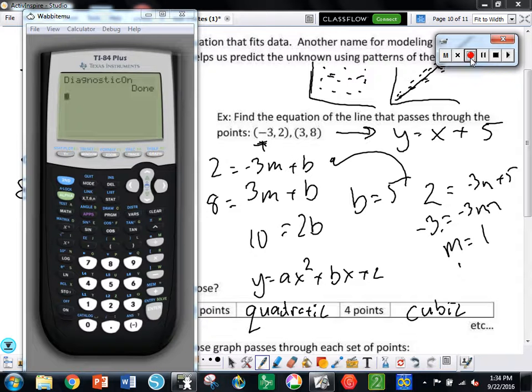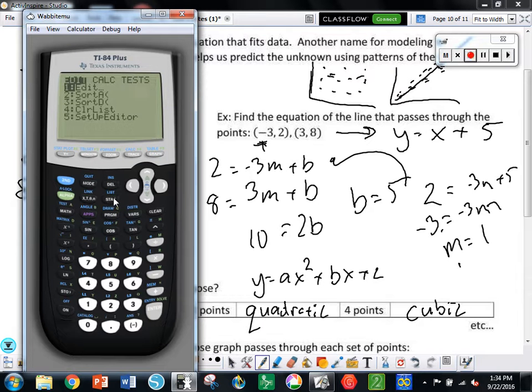Okay? So what you need to do is go to your stat button. We are going to insert information in our edit, so we just hit enter. In my case, I have some information in my L1 and L2. How many of you guys have information in your L1 and L2? Awesome. So we need to clear that out. The easiest way is to push up into L1 and L2, and then make sure you hit the clear button, and it gets rid of that column.